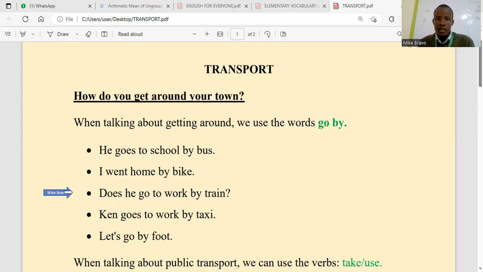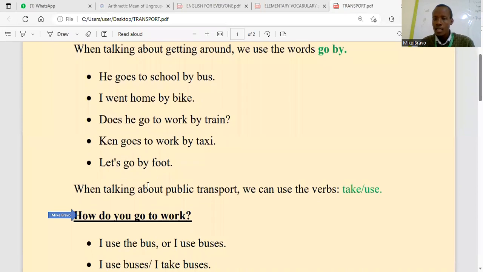Then, does he go to work by train? So that is a question whether this person goes to work by train or maybe uses another means of transport. Then this one says that Ken goes to work by taxi. So every time Ken goes to work, he uses a taxi to do so.